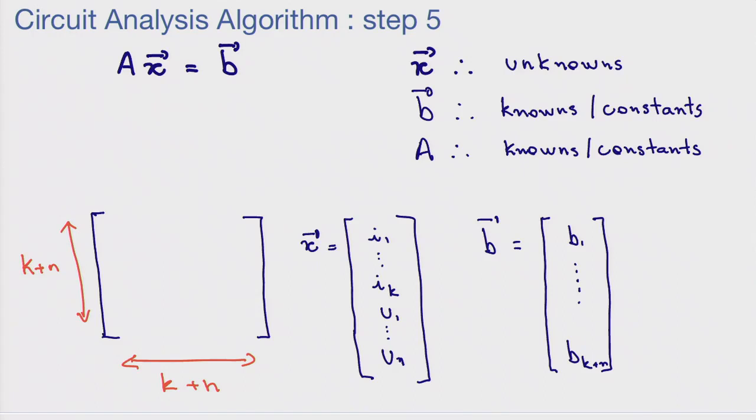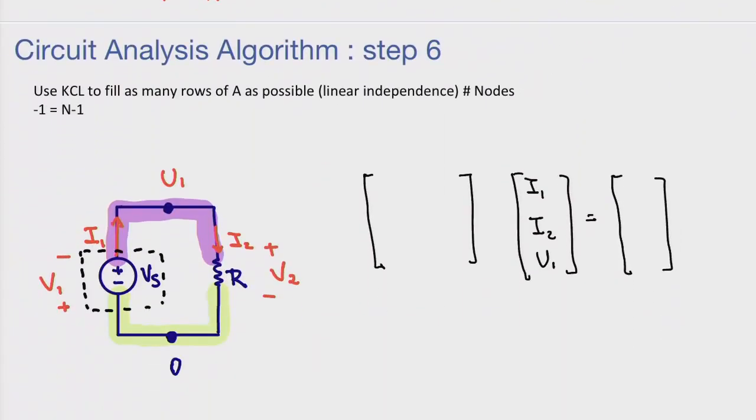Potentials and currents. And you populate this vector X as your unknowns, and then you get your knowns, your constants, in your vector B after you've done the multiplication. Right? This is a methodology. So let's do that because you have a midterm coming on anyway.